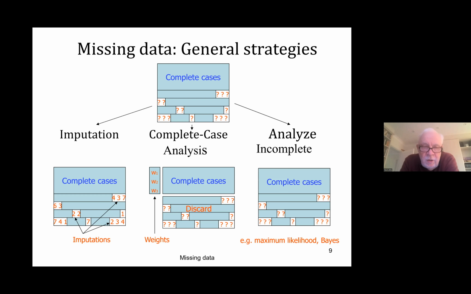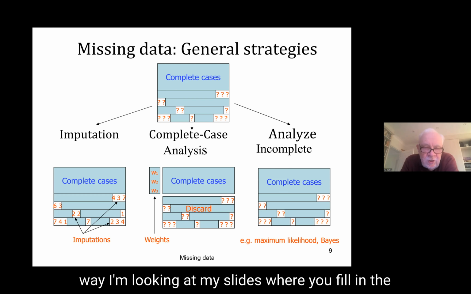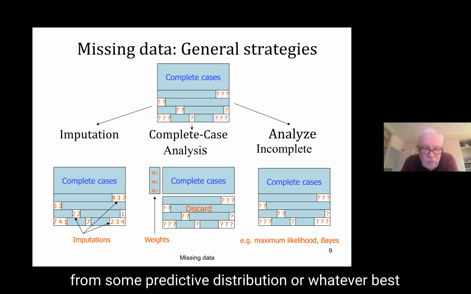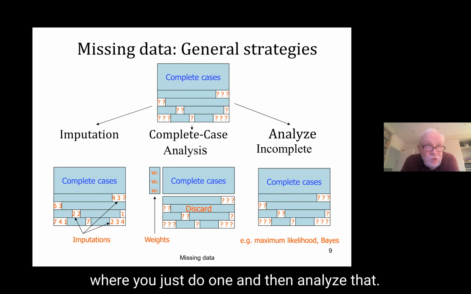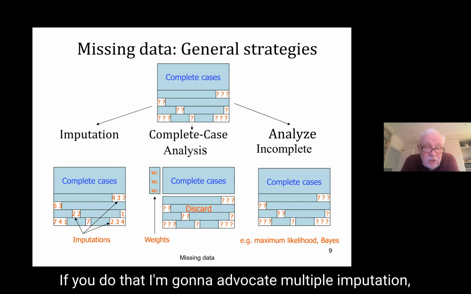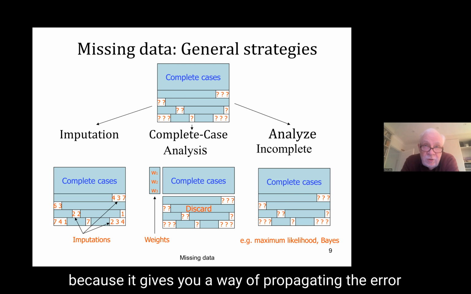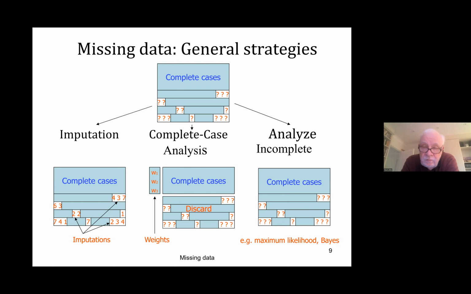Then there's imputation, which is on the left, the way I'm looking at my slides, where you fill in the missing information with predictions or draws from some predictive distribution, or best estimates maybe. Then there's single imputation, where you just do one and then analyze that. You have to be worried about getting the standard error right if you do that. I'm going to advocate multiple imputation, which I think is better than single imputation, because it gives you a way of propagating the error from the imputations and getting valid inferences.